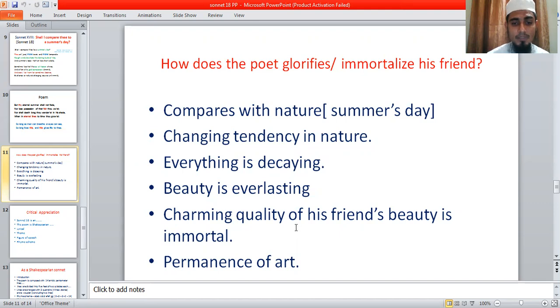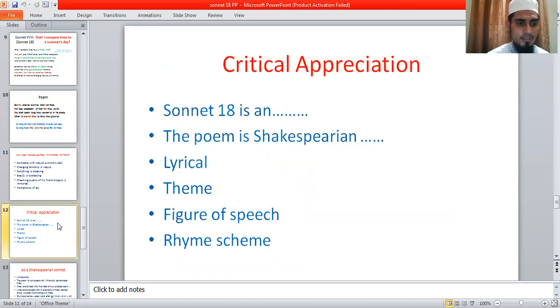So in this way, he gives the permanent shape of his friend's beauty. In this way, he glorifies, or he immortalizes, his friend's beauty. You can explain here. So another question is critical appreciation. So what is critical appreciation?